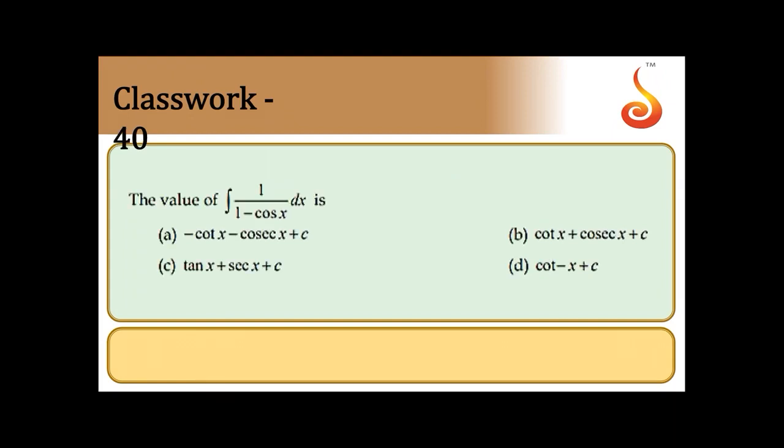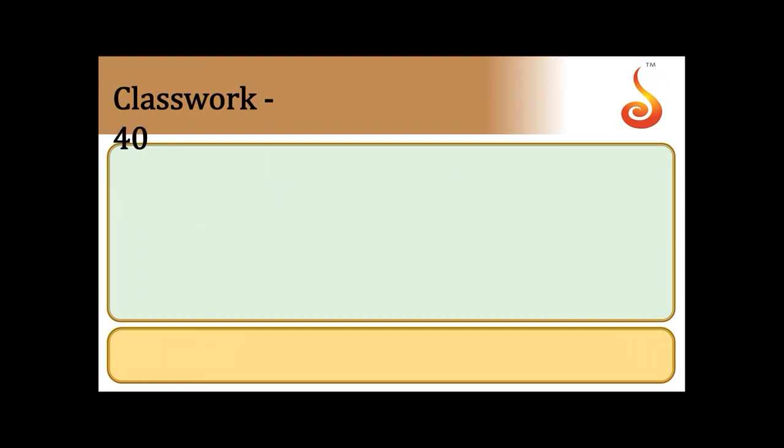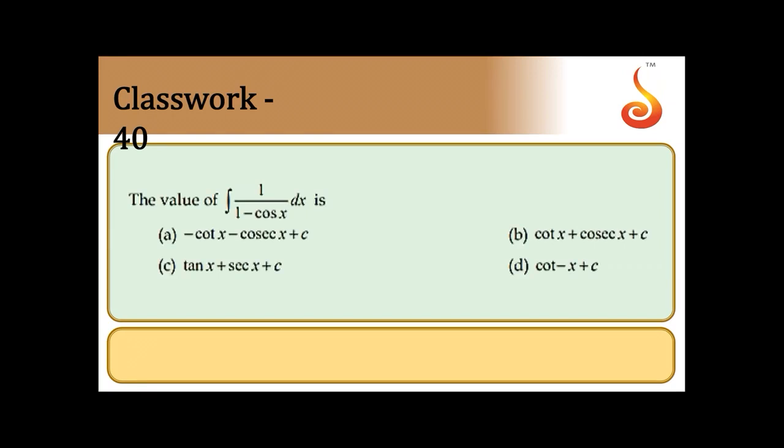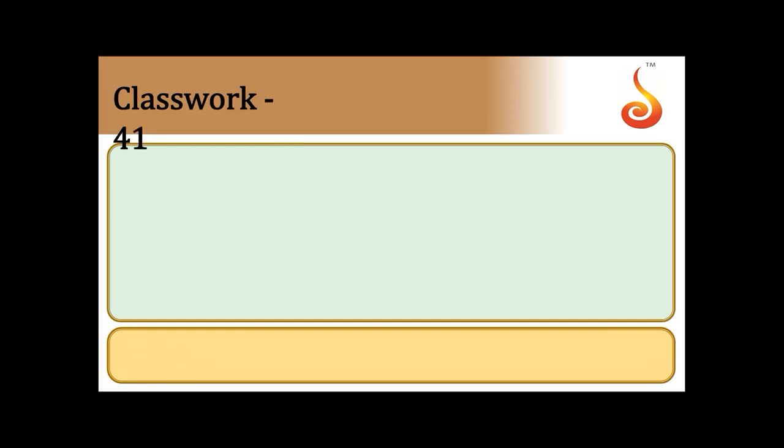Coming to the integral 1 by 1 minus cos x. I hope this is a simple one. Multiply and divide by 1 plus cos x, giving (1 plus cos x) divided by sine square x dx. That is equal to the integral of cosecant square x plus cosecant x cot x dx. Of course, this is minus cot x minus cosecant x plus c. Option is A. So the answer is A.